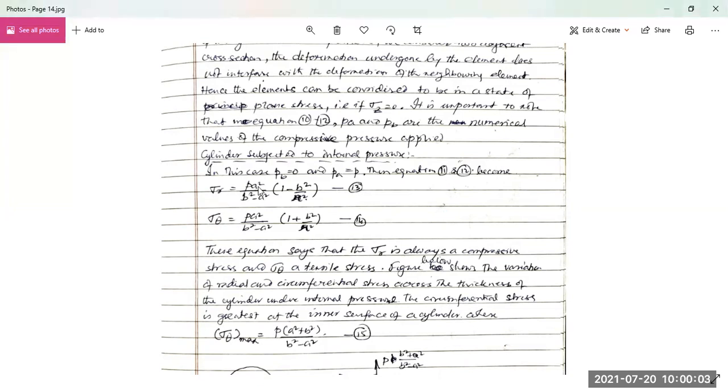In this case, radial stress sigma r is equal to P a square by b square minus a square, times 1 minus b square divided by r square, where a is the internal diameter of the cylinder and b is the outer diameter of the cylinder, P is the pressure acting inside the cylinder, and r is the radius concerned, where we want to calculate the radial stress itself.